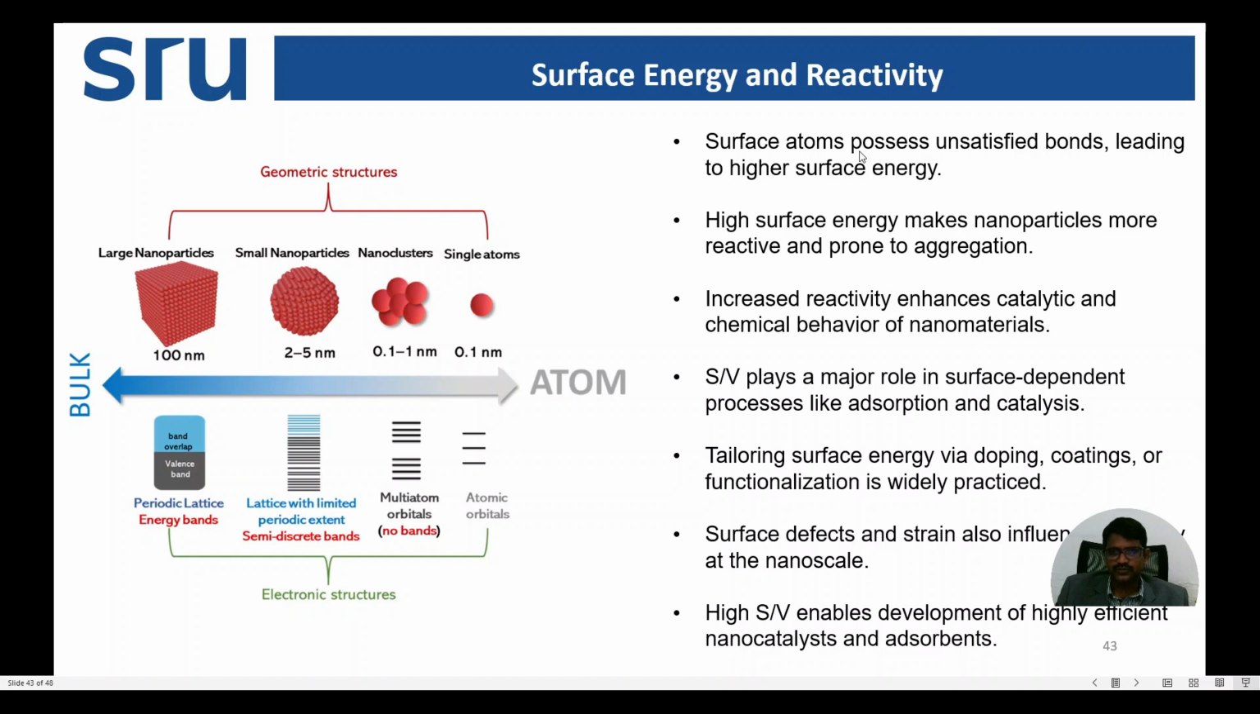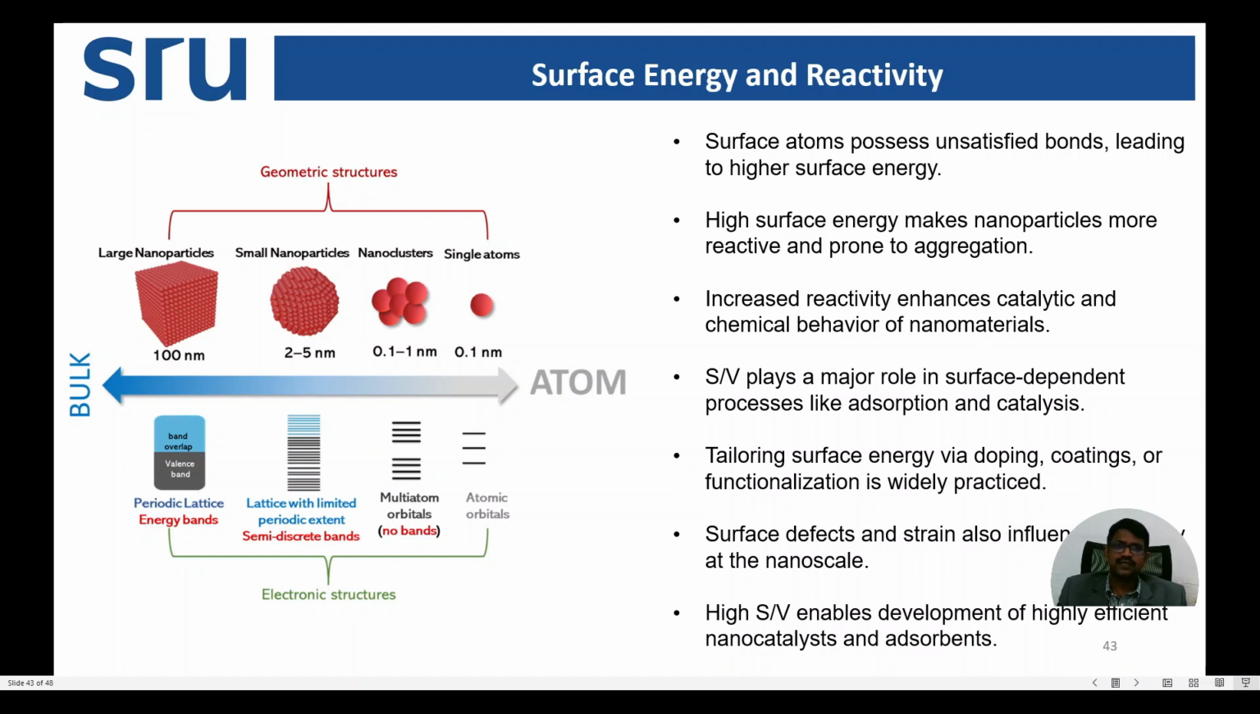Surface atoms possess unsatisfied bonds leading to higher surface energy. So at this stage it has higher surface energy. We can say that in case of bulk materials, surface energy is less. Can you guess why surface energy is less? It is related to surface area to volume ratio. Which material has higher surface to volume ratio, bulk materials or nanomaterials? Obviously nanomaterials, right?